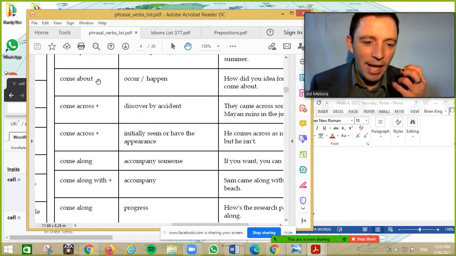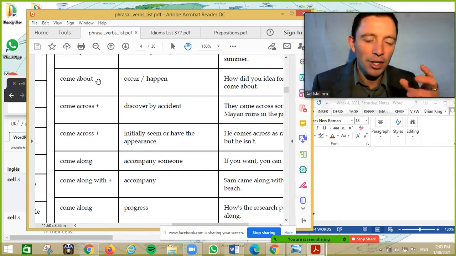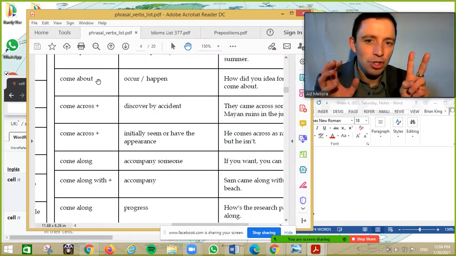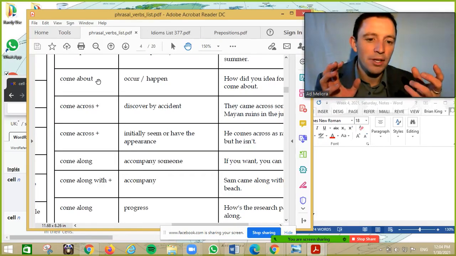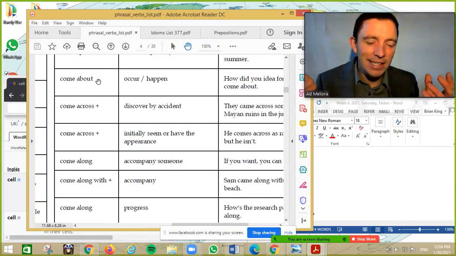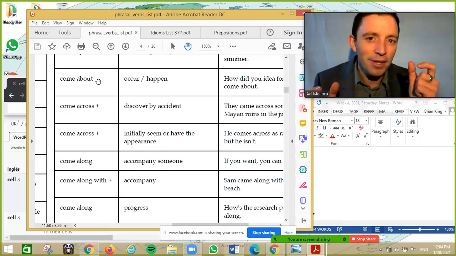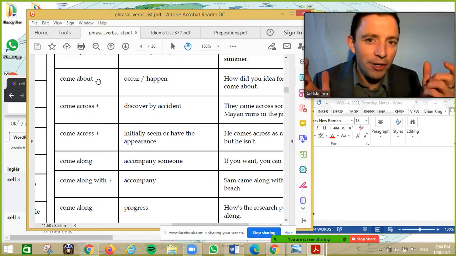So come and about is like sobre. In English, when we have the verb come about, the significance is different. It means to ocurrir. For example, the problem: how did the problem come about, appear, aparecer? How did it happen? And in English, happen is realizar or ocurrir.